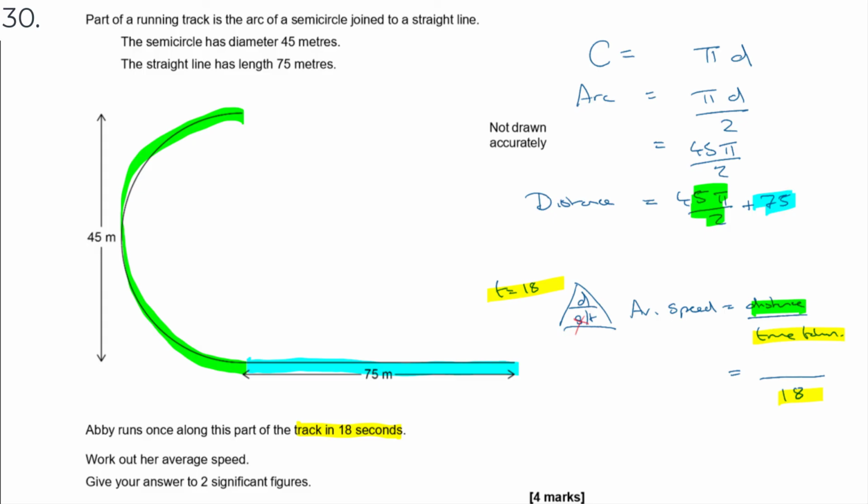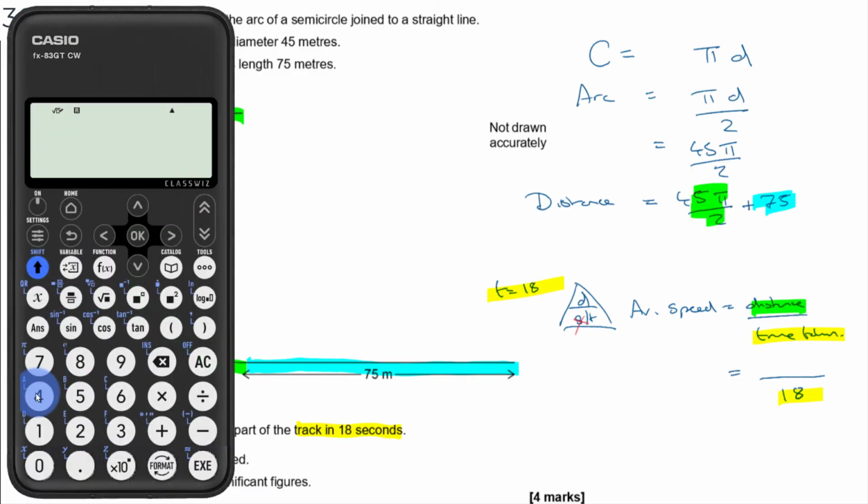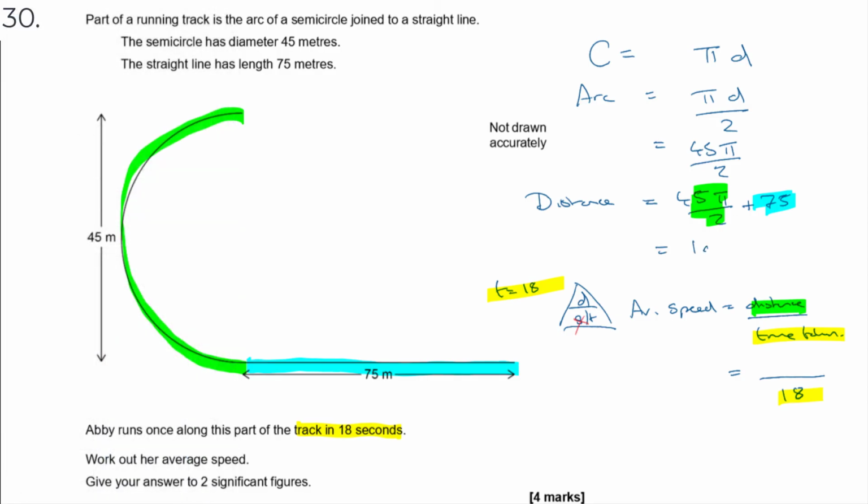Okay, so I'm just going to work out what that is now. What is 45 pi over 2 plus 75? So 45 pi divided by 2 plus 75. That comes to 145.7, rounded off. And so I'm going to divide that distance, 145.7, by 18.